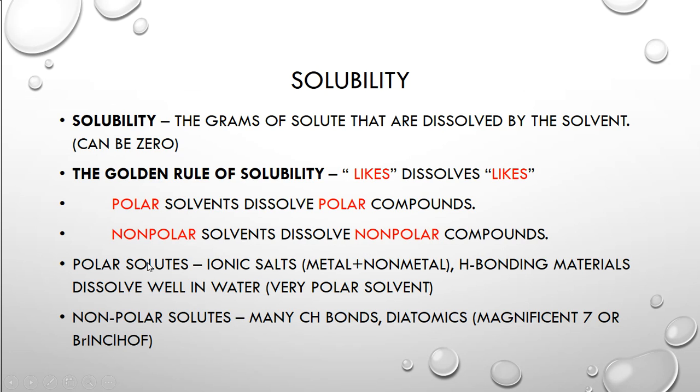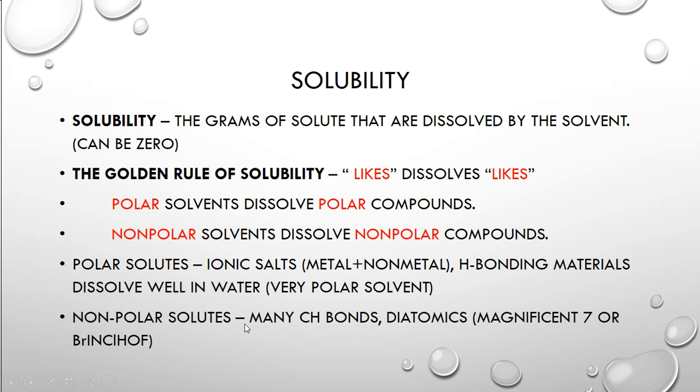Some examples, I guess, we'll just hit this. Some examples of polar solutes are ionic salts, where you have a metal and a nonmetal, a plus metal and a negative nonmetal. Anything that's hydrogen bonding is going to have that plus minus situation. They will dissolve well in polar solvents. Water is considered the polar solvent. And we'll look at that in a second.